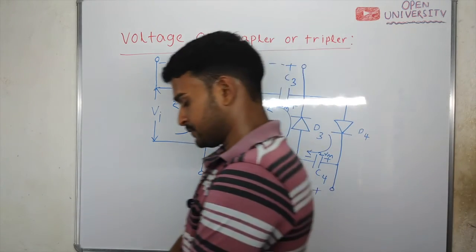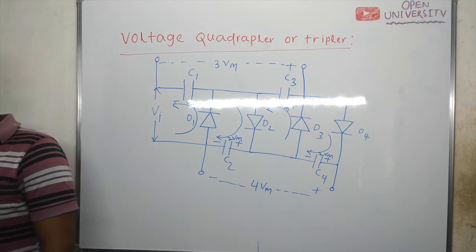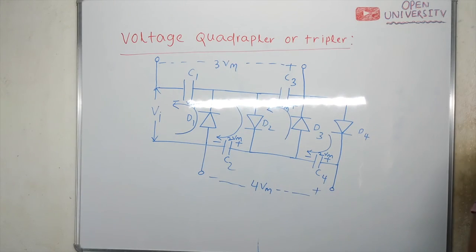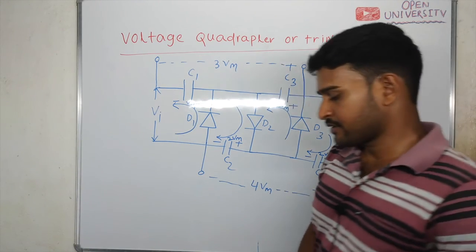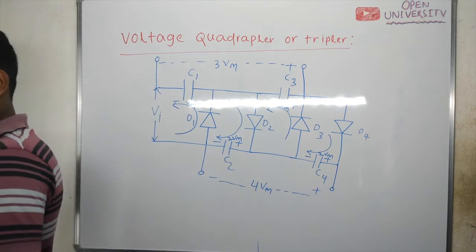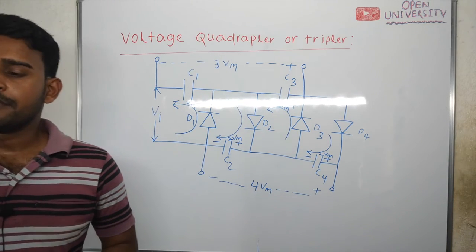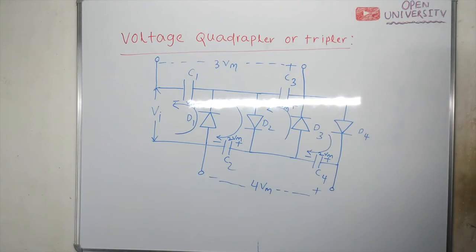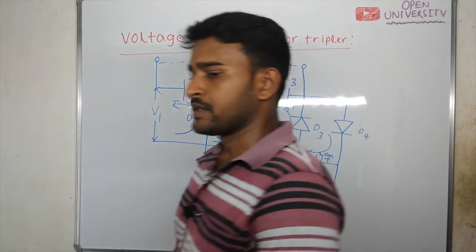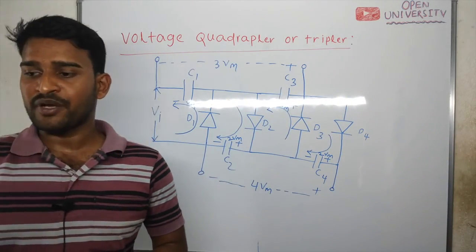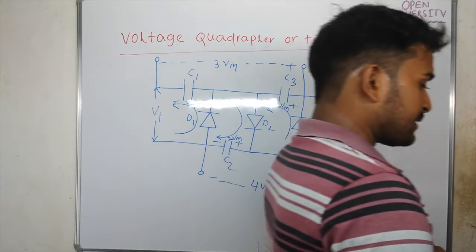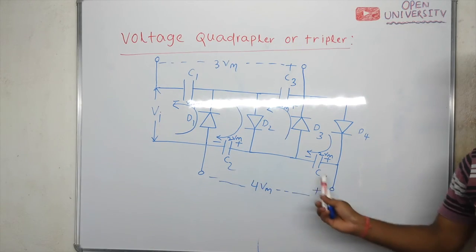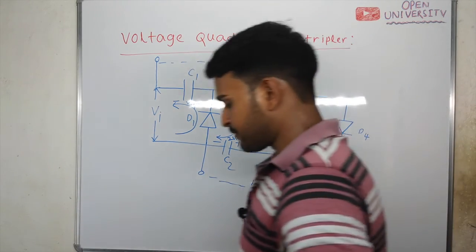On the next point, if output is taken across C2 and C4, then a DC voltage of 4 Vm can be obtained. If you take the output across C2 and C4, you will get a DC voltage of 4 Vm.